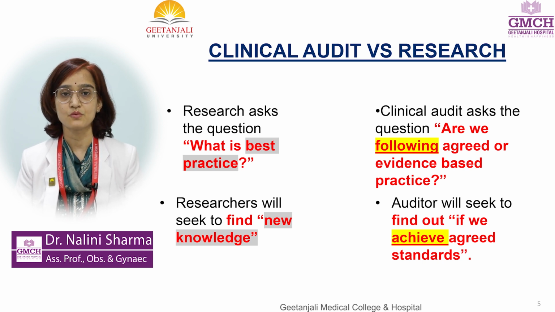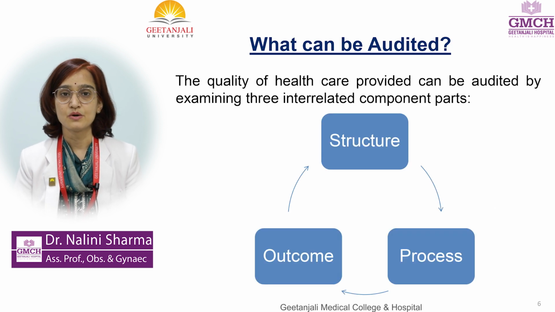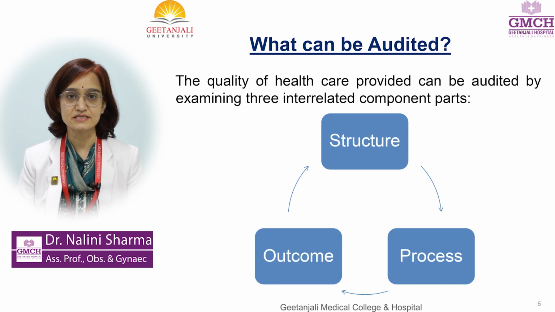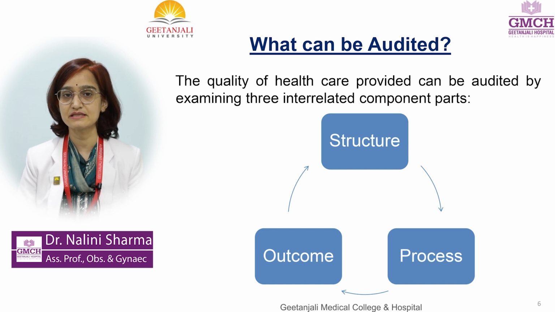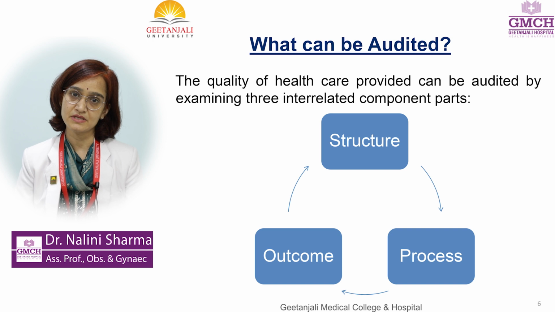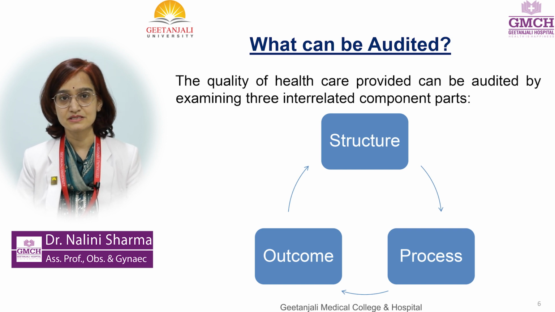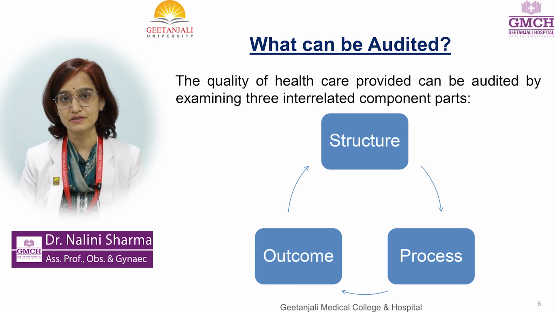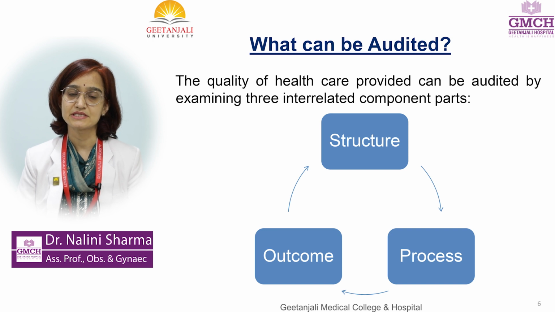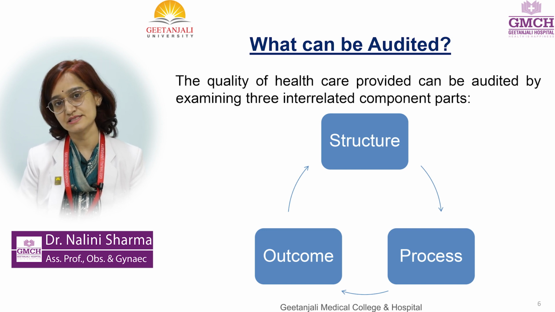So, what can be audited? Well, as there is in any system, there are three components. One is input, another is process, and then there is outcome. So, in the same lieu, in an audit, there are three interrelated components. One is structure, second is process, and third is outcome.